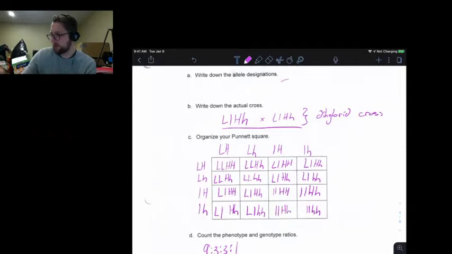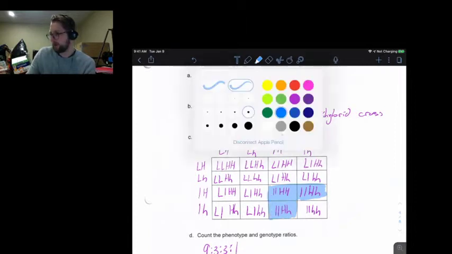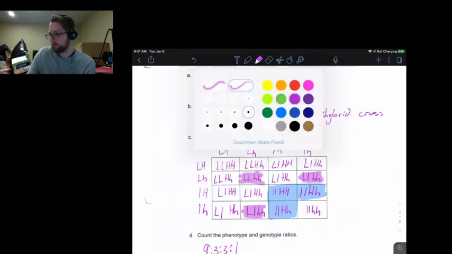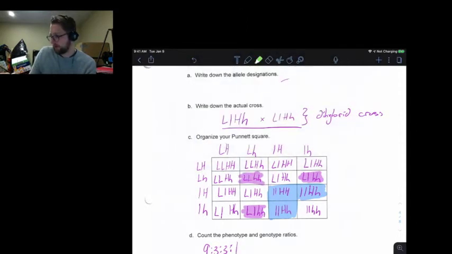Okay, so I've got these three here, which all have similar appearances. They have different genotypes, but they do have similar appearances. I've got these ones here, which have the similar appearance, different genotypes, similar appearance. And we have the rest, which have identical appearance, but different genotypes.